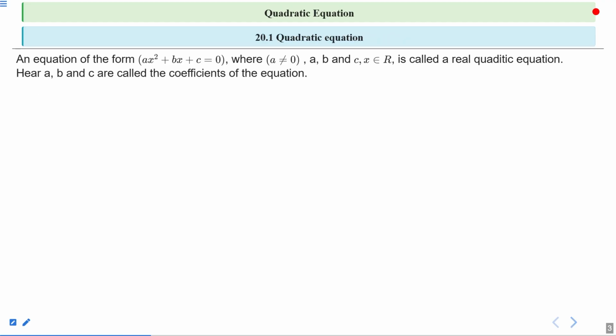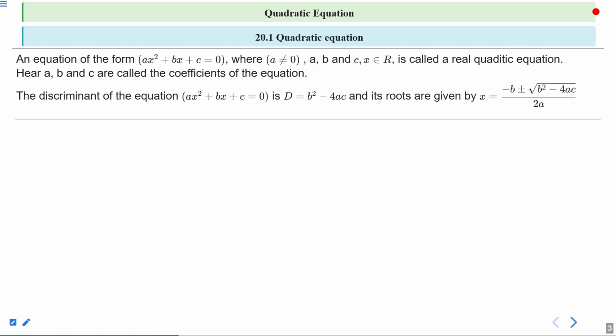Here a, b and c are called the coefficients of the equation. The discriminant of the equation ax² + bx + c = 0 is D, which is represented by b² - 4ac, and its roots are given by x = (-b ± √(b² - 4ac))/2a.